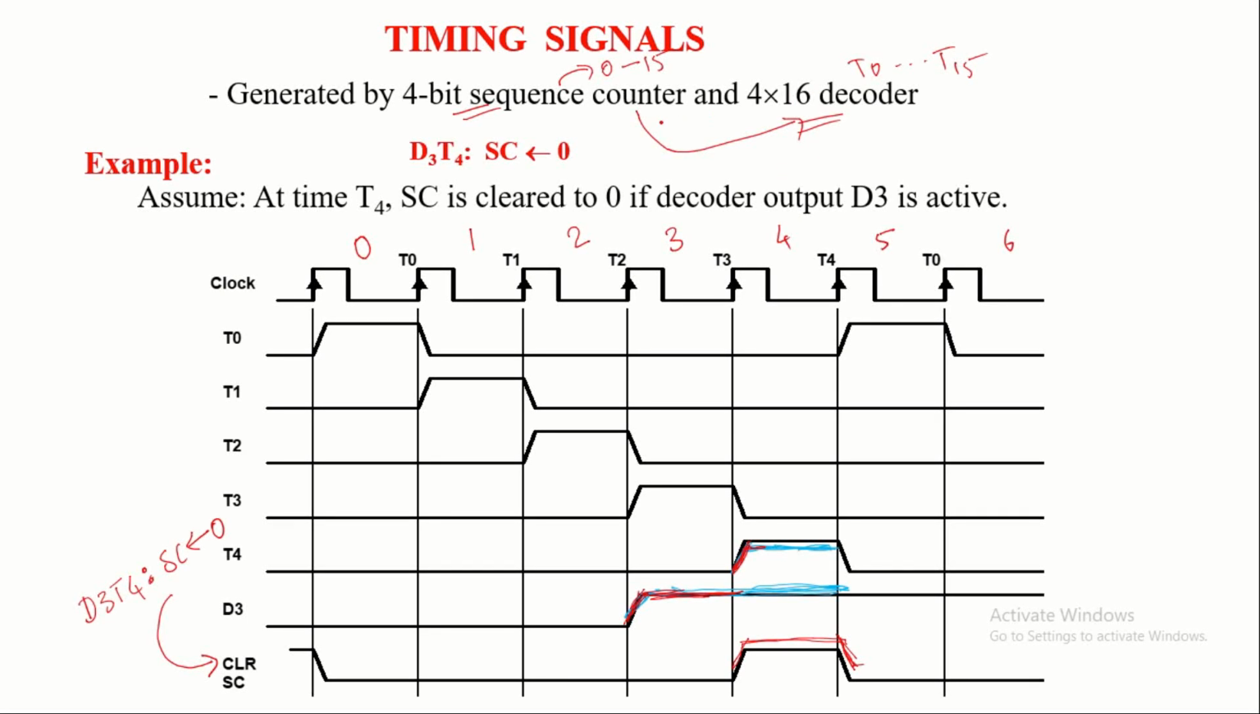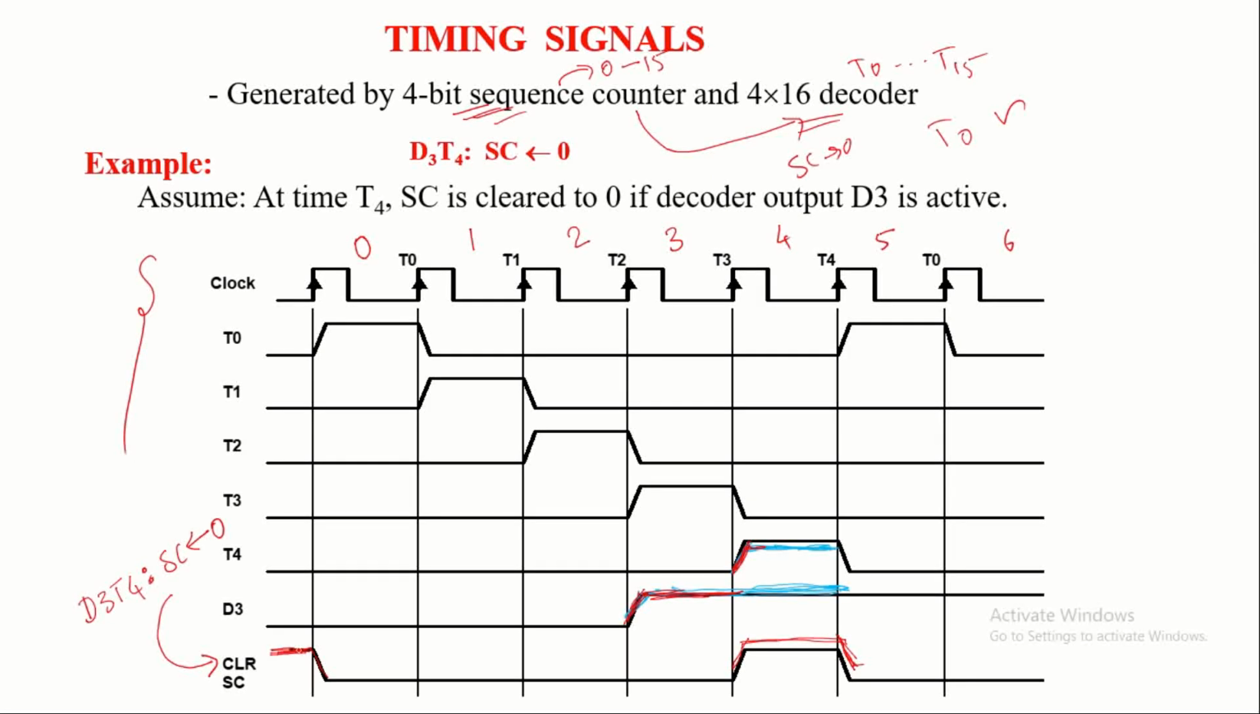Whenever the T0 timing signal needs to be freshly generated, the 4-bit sequence counter needs to be cleared. The clear input of the sequence counter must be set. So this is the concept we just discussed. Here, just look at the timing diagram. In this timing diagram, whenever the instruction execution starts, the clear input of the sequence counter must be active.